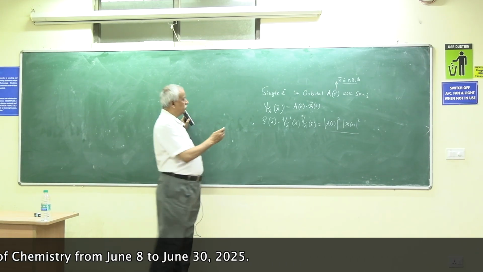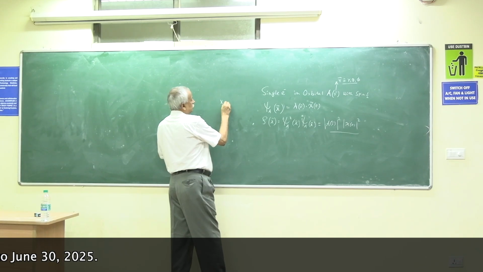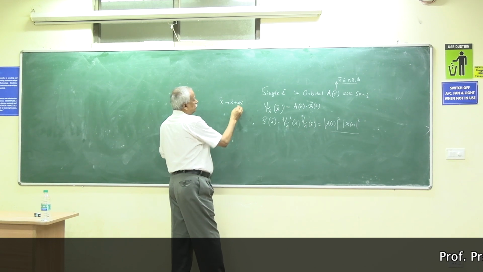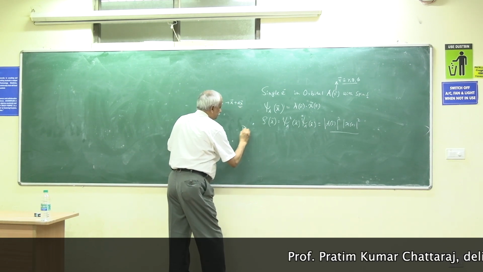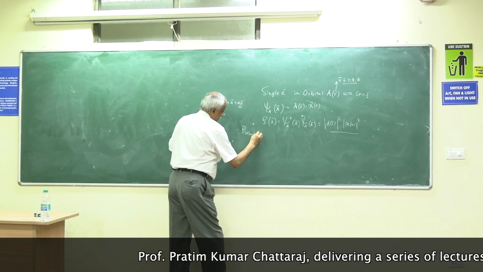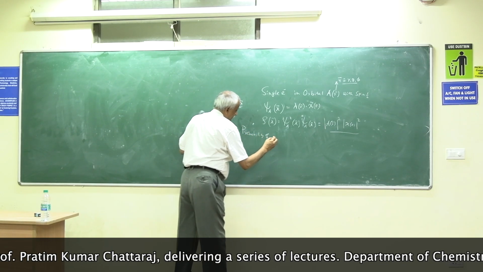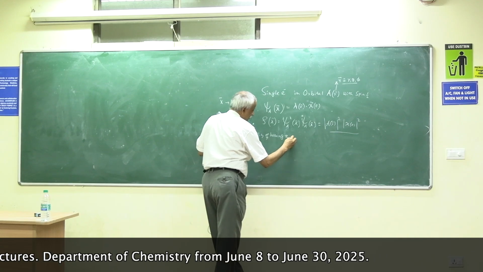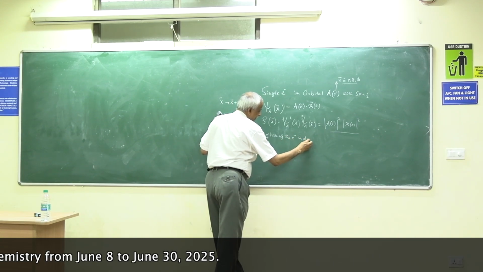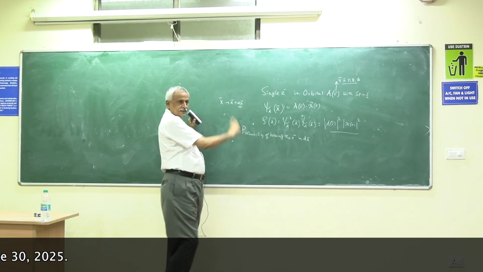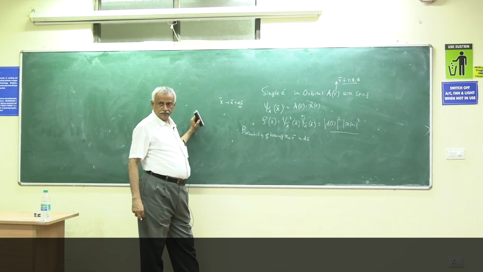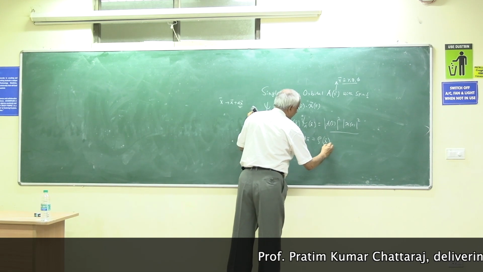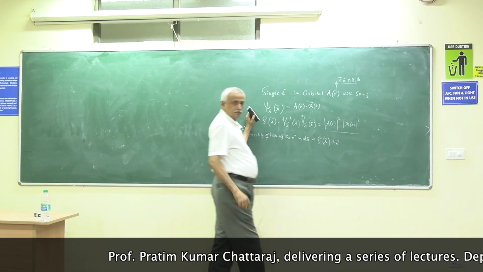Now, suppose you have a very small volume element between x and x plus dx. The probability of having the electron in dx, meaning between x and x plus dx in that volume element, would be rho x dx.